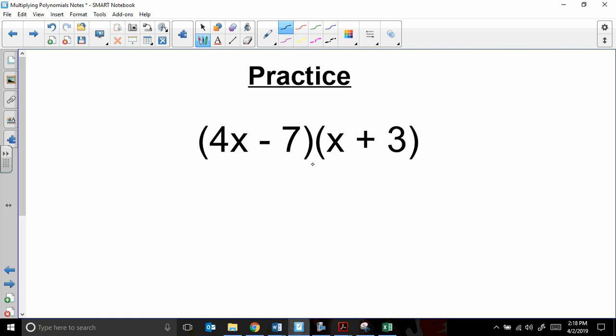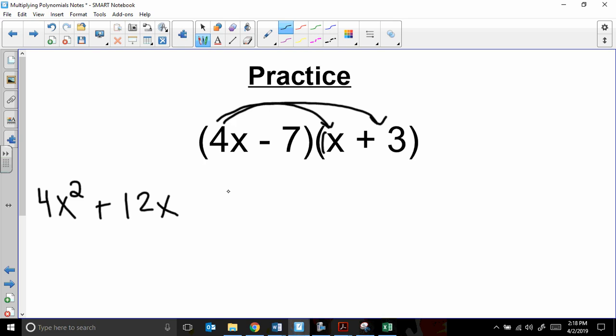All right, our next practice, I'm going to do the distribution method. So here, we get 4x times x, which is 4x squared. Because remember, there's a 1 sitting here. Multiply the coefficients, and then deal with the exponents. Then we're going to do 4x times 3, which is a positive 12x. Then we're going to do negative 7 times x, which is minus 7x. And then we're going to do negative 7 times 3, which is minus 21.